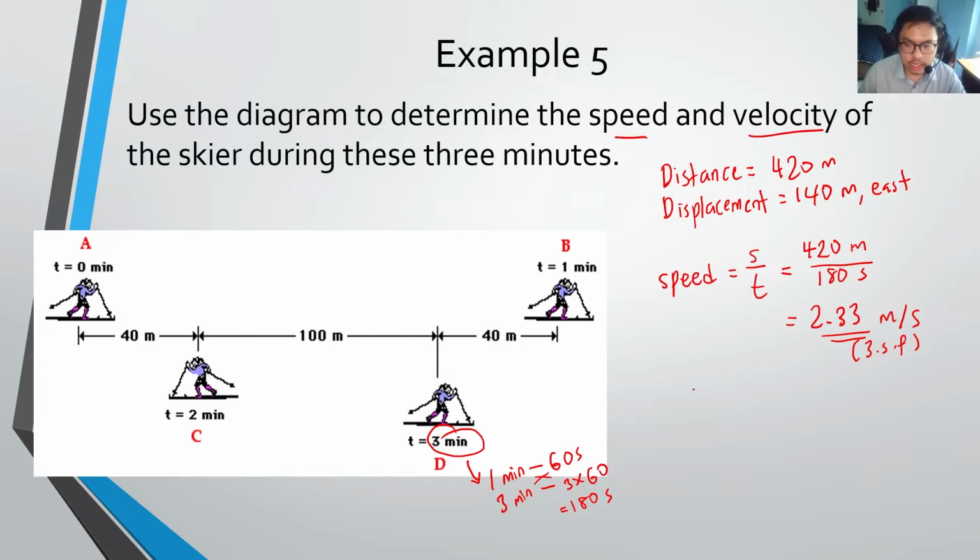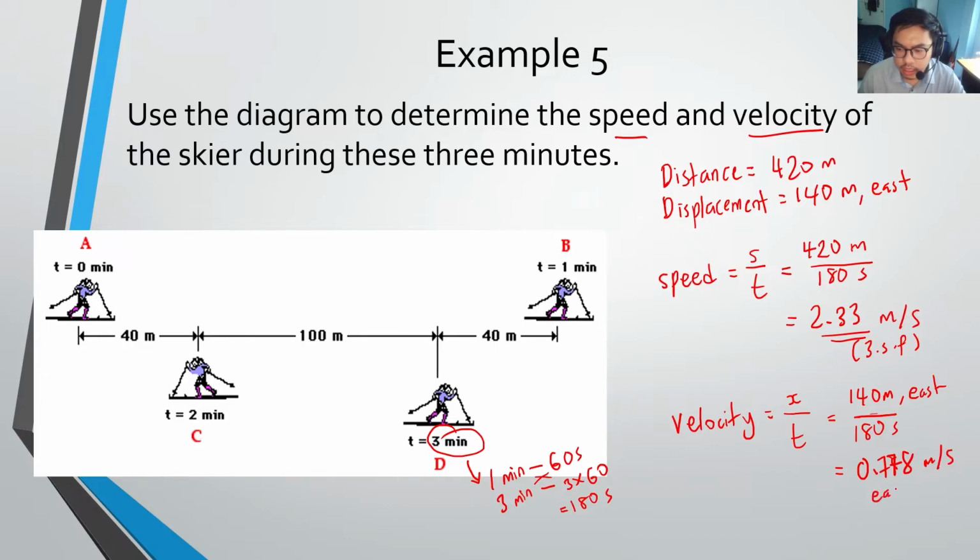Next, we want to calculate velocity, and velocity is equal to the displacement over time. What is the skier's displacement? It is 140 meters east. And what about his time? He has the same time, which is 180 seconds. So the velocity of the skier is 0.778 meters per second east. And this is also to 3 significant figure. Okay, so that's the velocity.